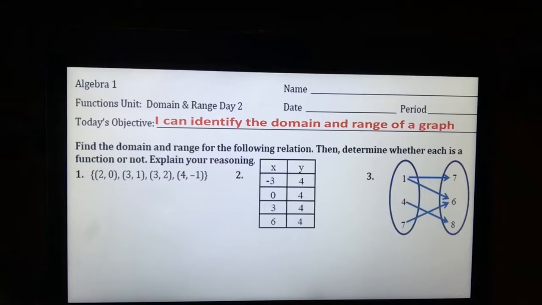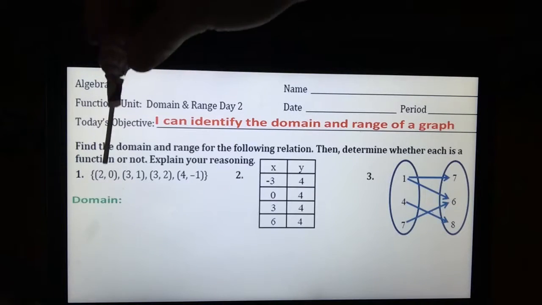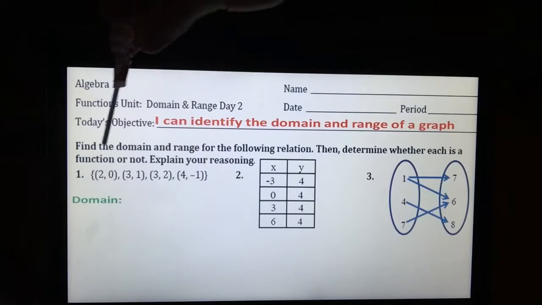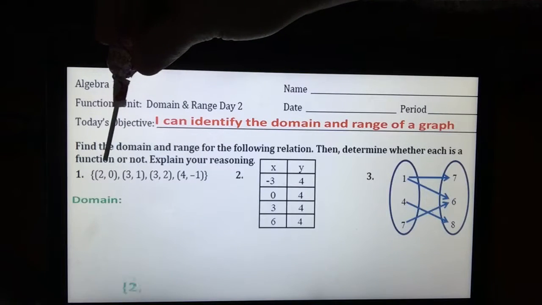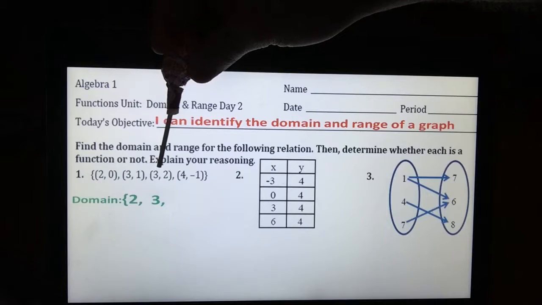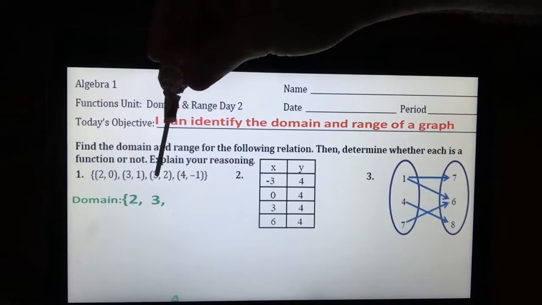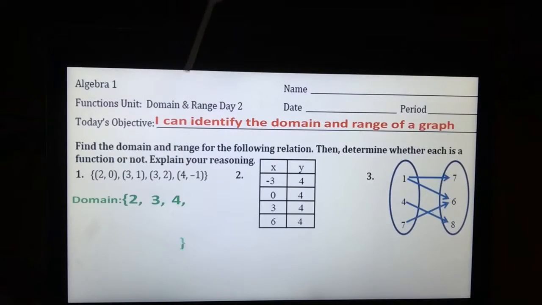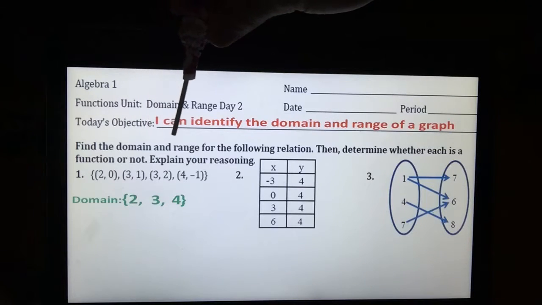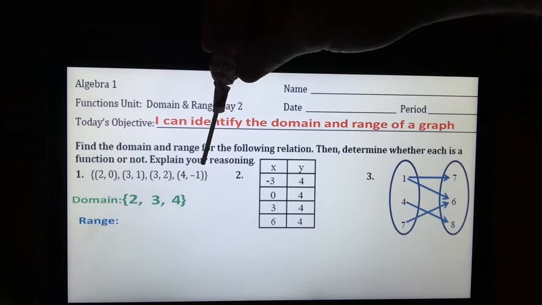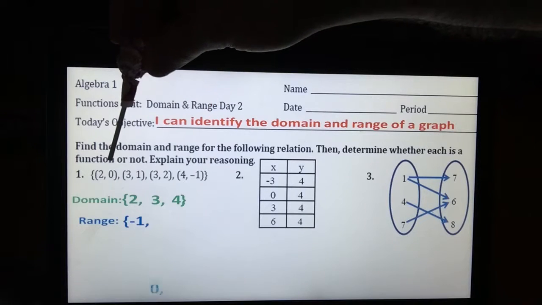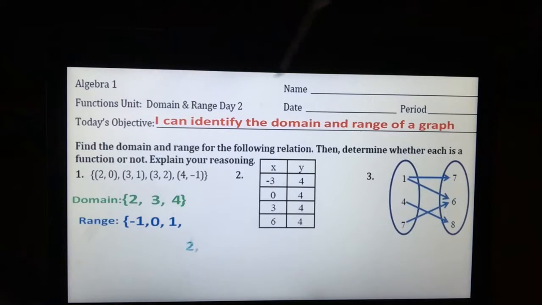All right, guys, so now for the domain for number 1, we know that the domain are all the x values. We have 4 x values, which is 2, 3, another 3, and 4. So since there's 2 3s, we only write it once. We put the 4, so there's 3 that are really in the domain. The range are all the y values, and we want to start with the smallest one. The smallest one is -1. Then we got 0, then 1, then 2.